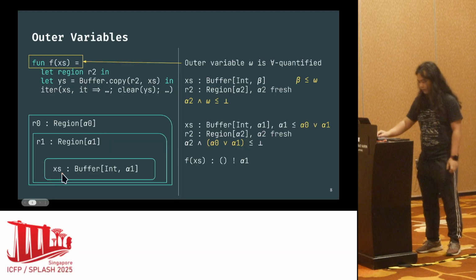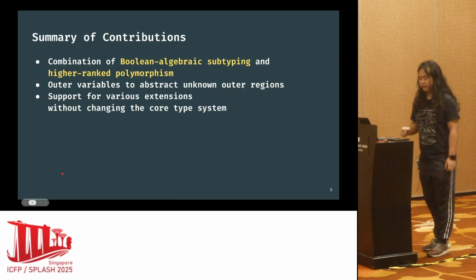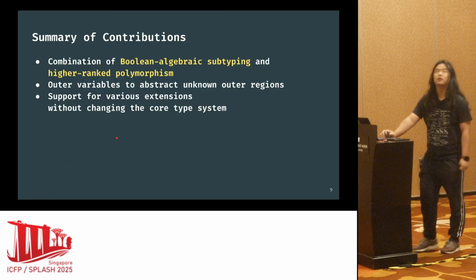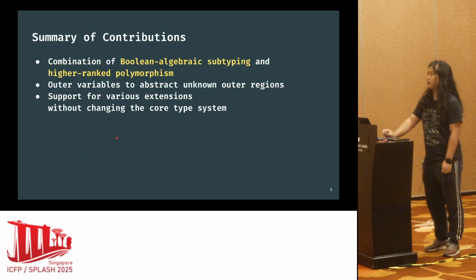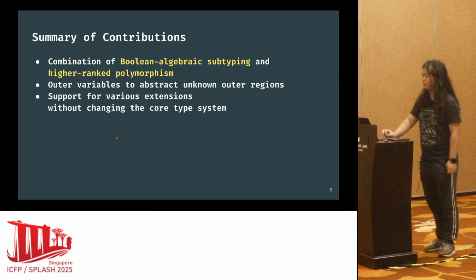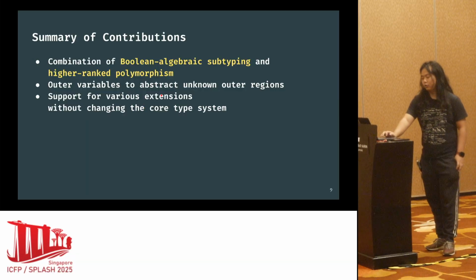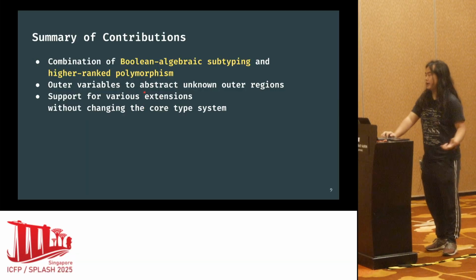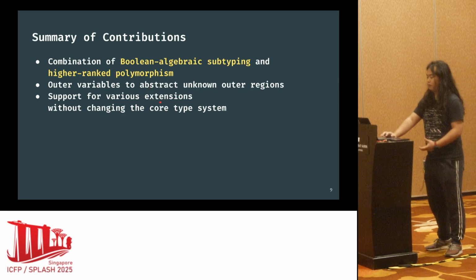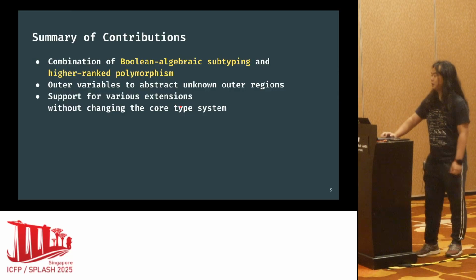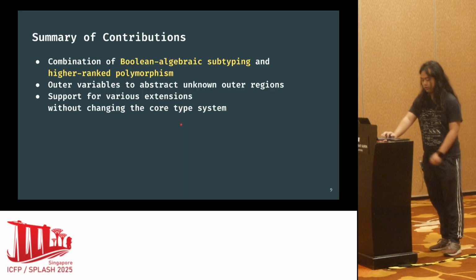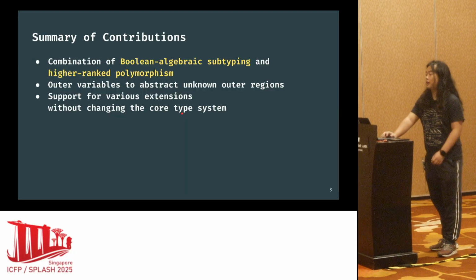And finally, a quick summary of our contributions. So the key design of our system is the combination of Boolean algebraic subtyping and high-ranked polymorphism. And we introduce the outer variables to correctly abstract the unknown outer regions. And we can support various extensions like scope-safe metaprogramming and exception handlers without changing the core type system.